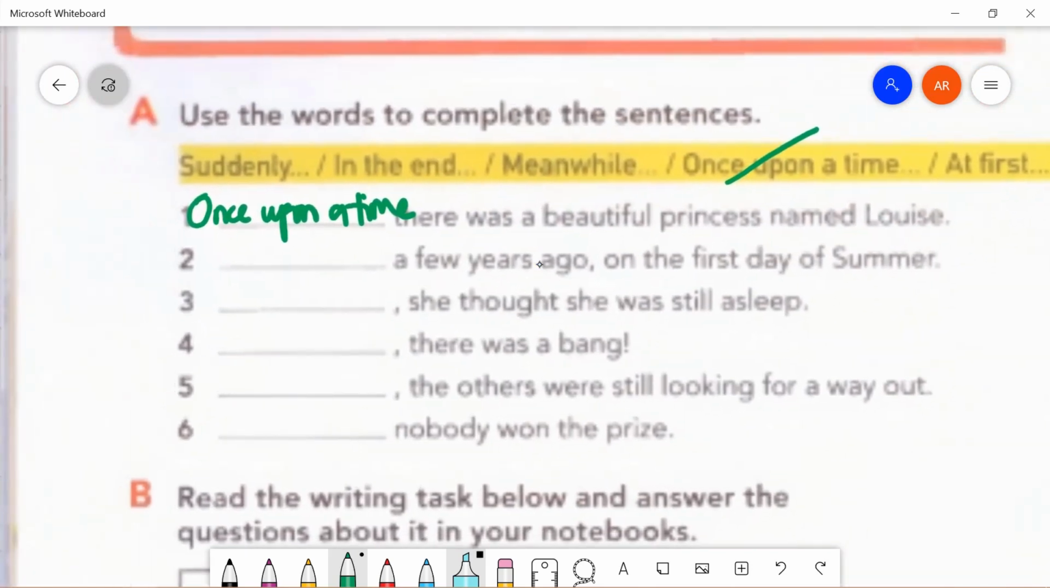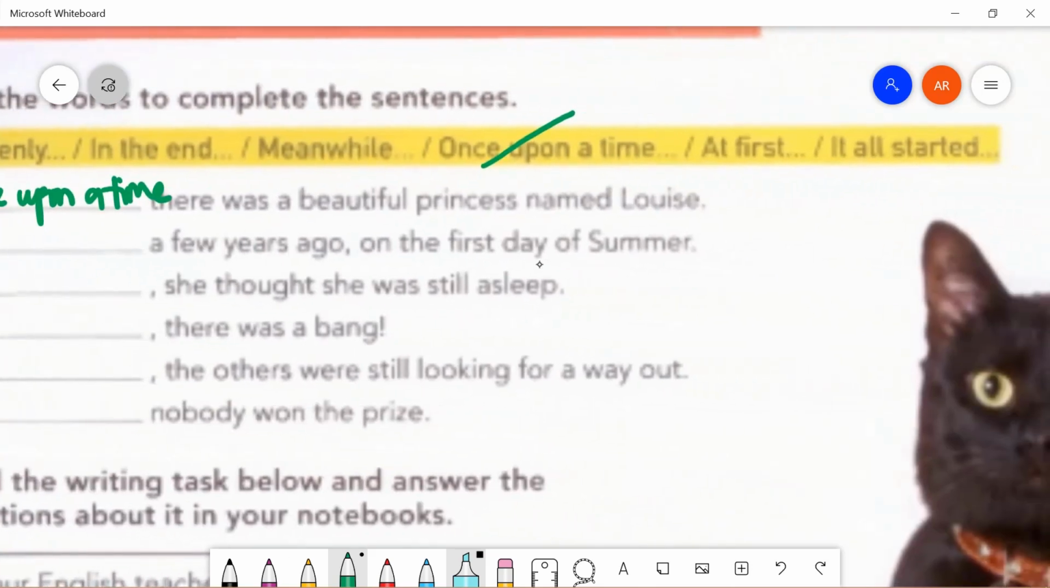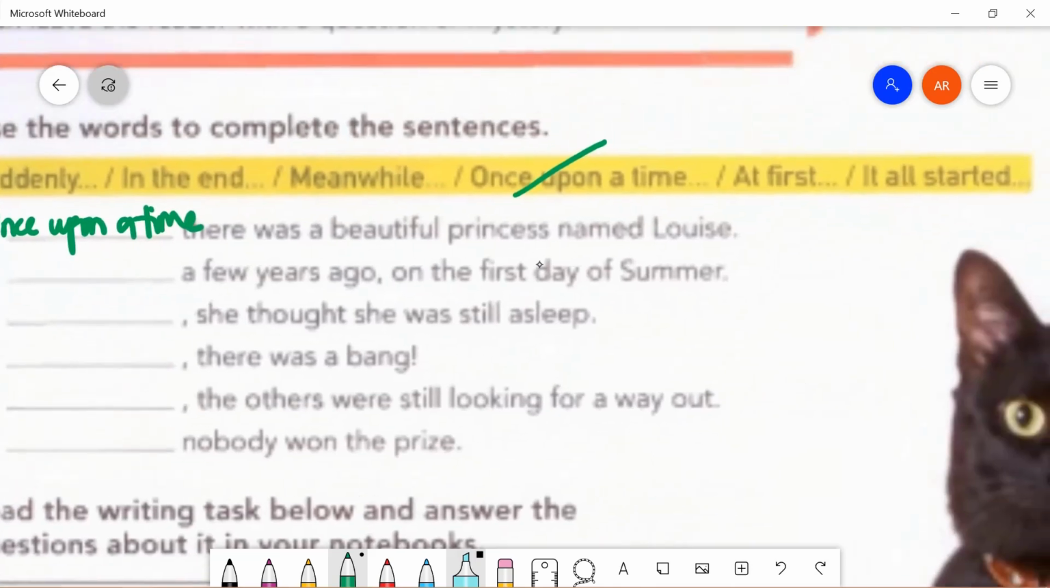Okay, what about number two? Suddenly, a few years ago, no. In the end, a few years, no, no, no. Grammatically ill, okay? It's not correct. Meanwhile, no, definitely not. At first, a few years, no. It all started, yeah, it all started.